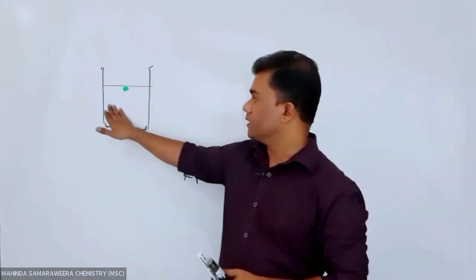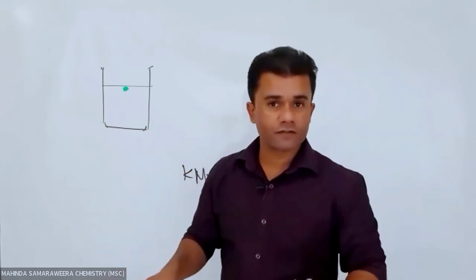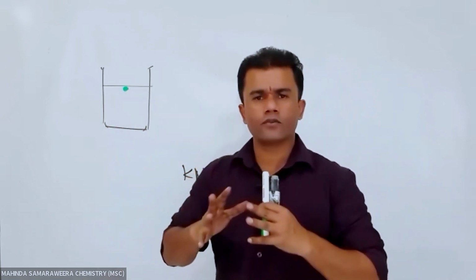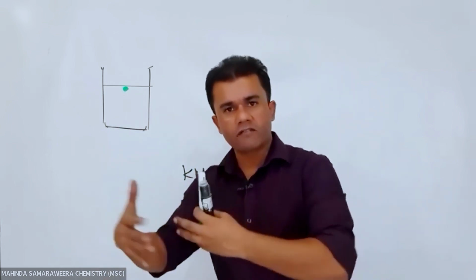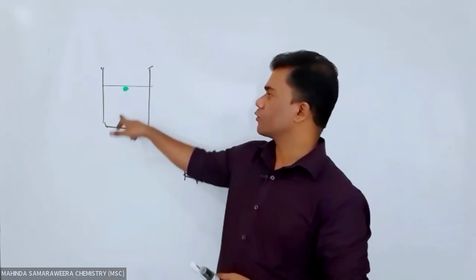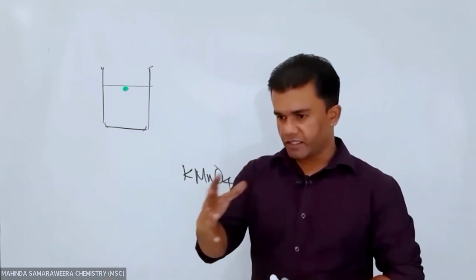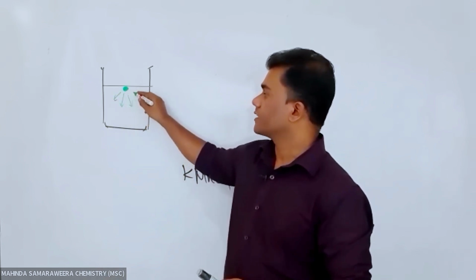If this water is continuous, no empty space between water molecules, these KMnO4 particles don't have any chance to spread because there is no space. Then how can they go? Water molecules everywhere. Then these particles cannot go through this area. But what happened? Once you put it, you can see slowly this purple color spreads in all directions here.